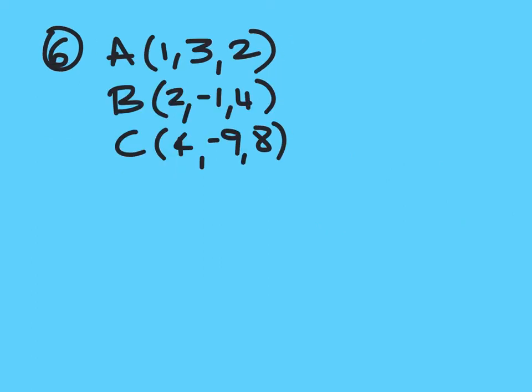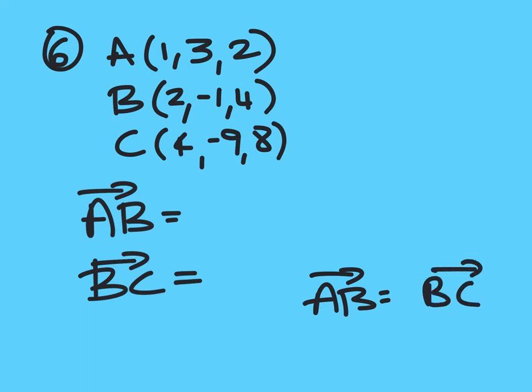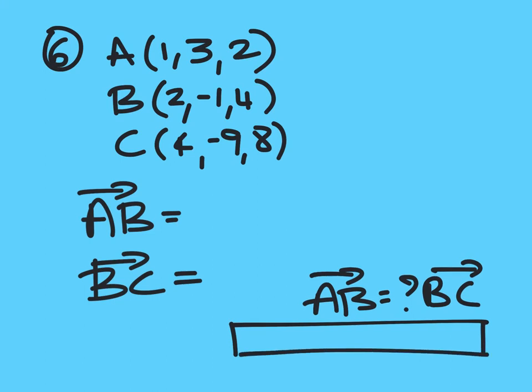Question 6. Show that these 3 points are collinear. So work out what AB is, work out what BC is, and you should find that there's some connection between these two vectors that you get. Remember your little sentence that goes in here about parallel and points in common.